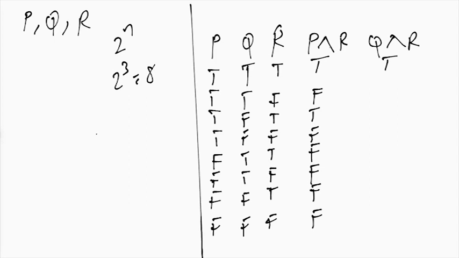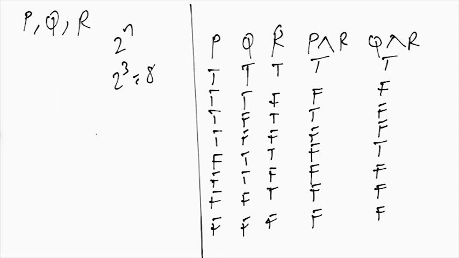So the next one will be false. False true will be false. False false will be false. True true will be true. True false will be false. False true will be false. And false false will be false. So that's the way you decode that information when it comes to conjunction.